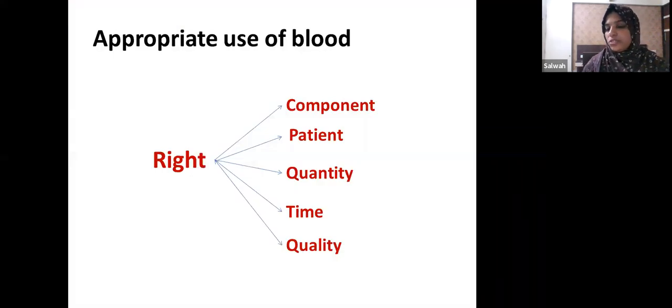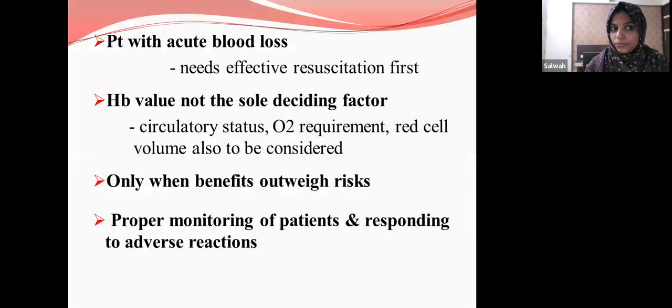Now, appropriate use of blood. It is to provide the right blood component to the right patient in the right quantity at the right time in the right quality. So, whenever a patient comes with acute blood loss, never ever start a blood transfusion as a first resort. We have to do an effective resuscitation first. And after assessing, only then we go for a blood transfusion.